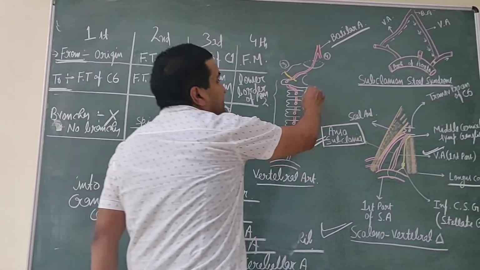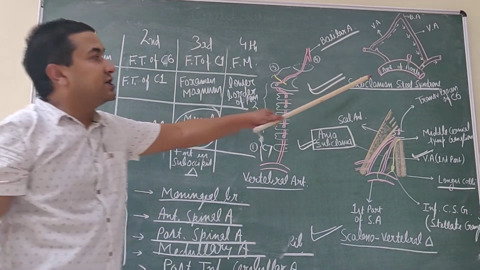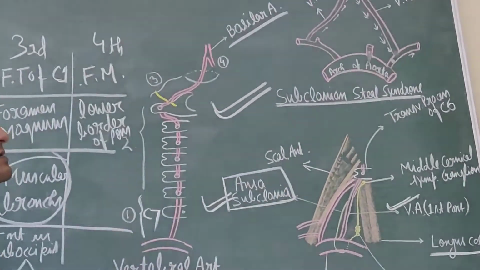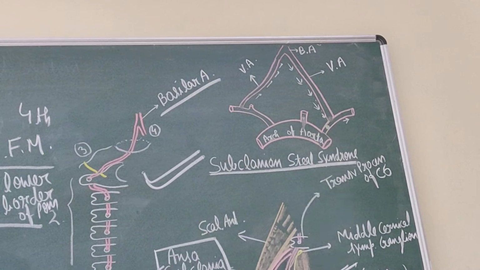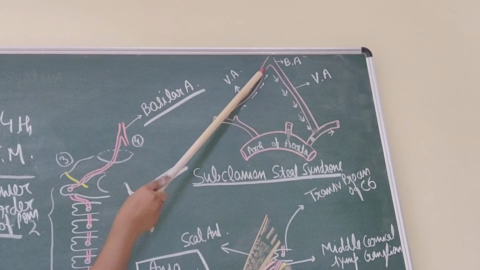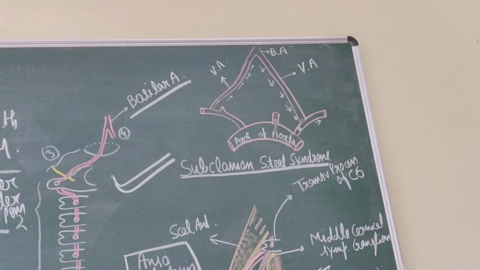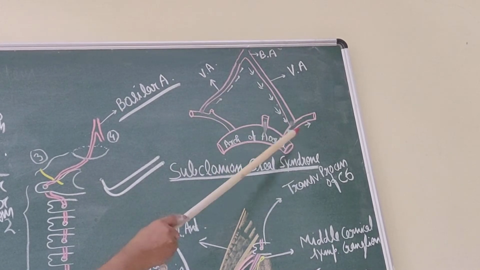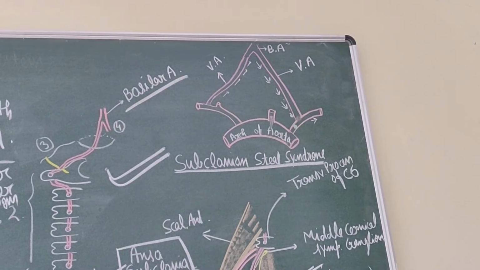Now there is a term, the subclavian steal syndrome. In this diagram, this is the arch of the aorta and there are three branches: brachiocephalic, left common carotid and the left subclavian artery. From this subclavian artery, this is the vertebral artery that joins to form the BA, that is the basilar artery. Now in any case there is an occlusion, obstruction or thrombosis proximal to the origin of the vertebral artery in the subclavian artery.